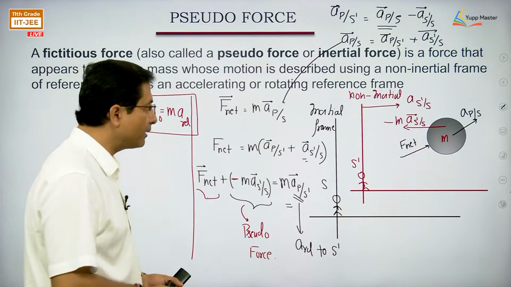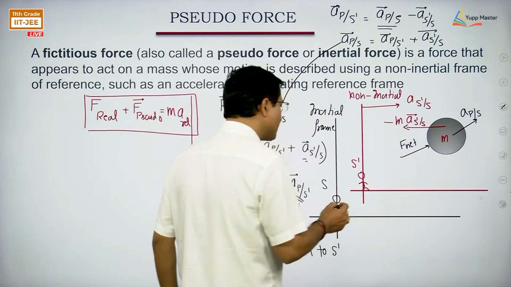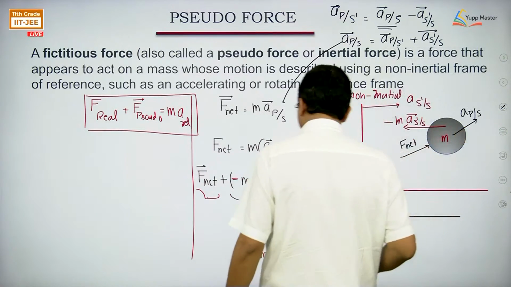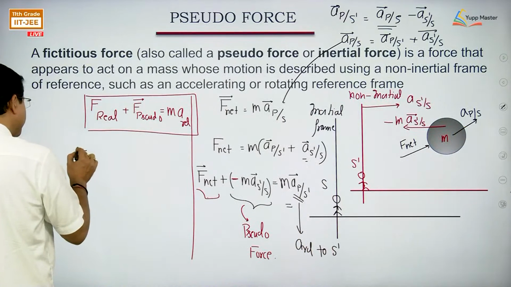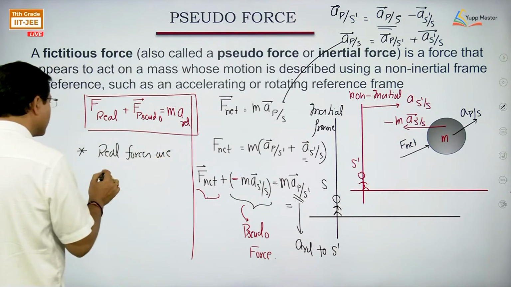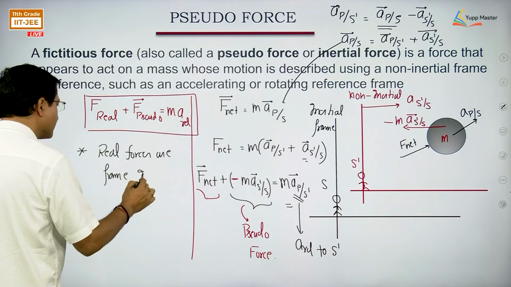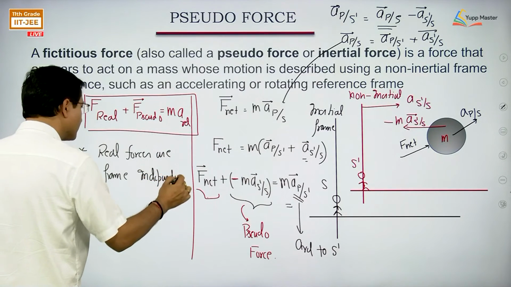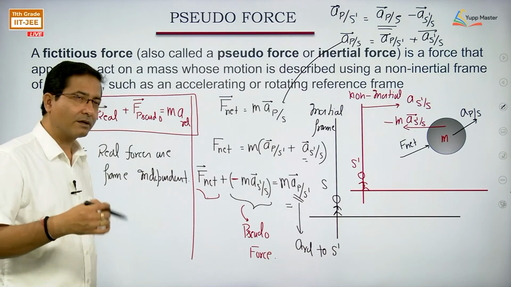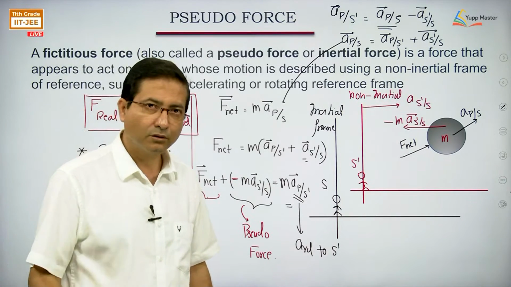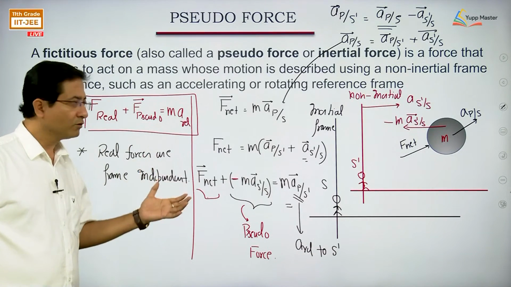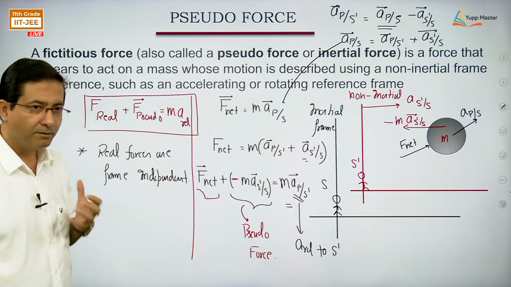Real forces are always frame independent. That means the F net you are observing from here, the same F net you are going to observe from here. So real forces are frame independent. Important point. Gravitational force, for example. No matter whatever frame you move to, the gravitational force you observe will be the same, right. So real forces are frame independent. From any frame you move to any other frame, you are going to observe the same real forces.